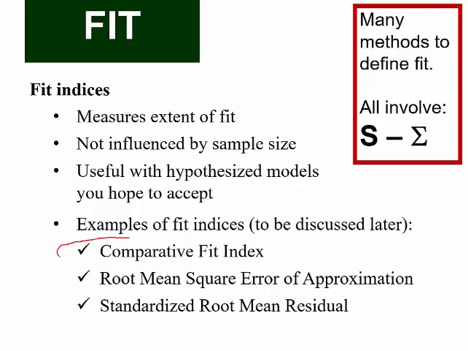One is called the comparative fit index, another approach is called the root mean square error of approximation, and a third approach is called the standardized root mean residual. That's just giving you a taste of something to look forward to. We're going to talk about exactly what those things do later on. But for now, note that each one of those is a measure of fit. They're going to give us a value that will tell us the extent to which our S matrix, our actual observed covariance matrix from our data, is similar or different from our reconstructed matrix based on our model. And that's what those will do.